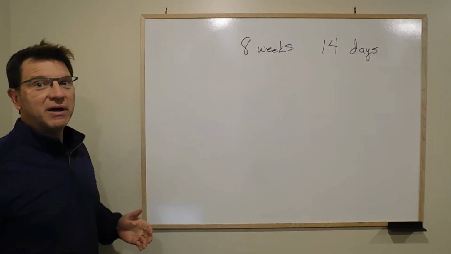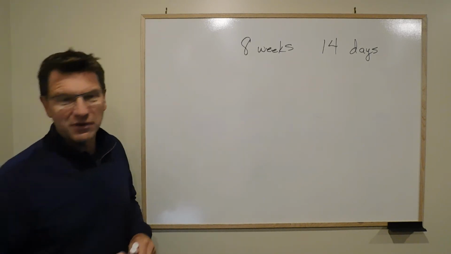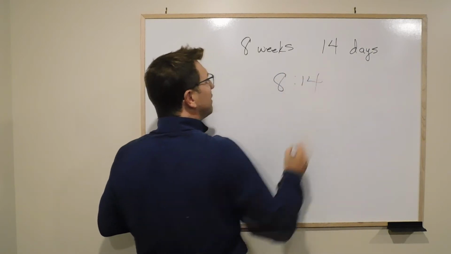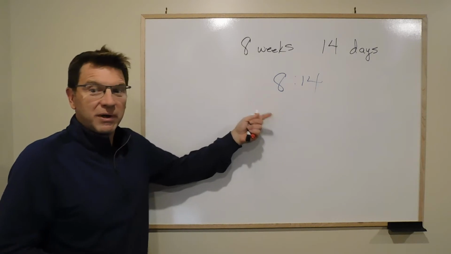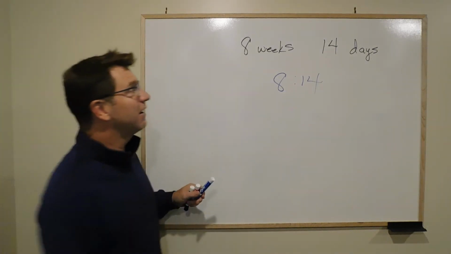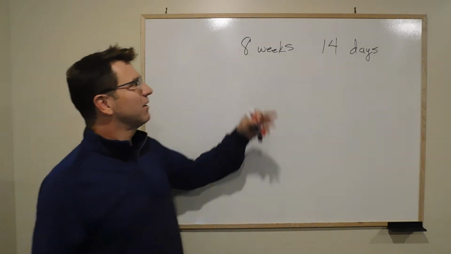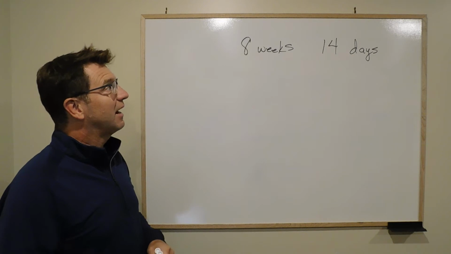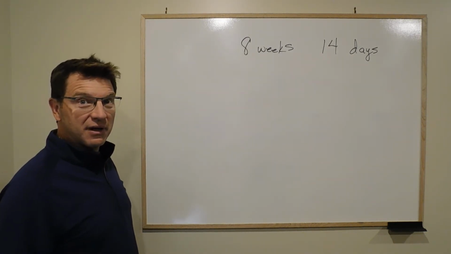So you can't have a ratio that means anything, because if we just put 8 to 14, you would assume that it's all the same. It's either all weeks or all days, but it's not. So how do we solve that? We've got a choice. We can make it all in days, or we can make it all in weeks. And I would make it all in days. And here's why.